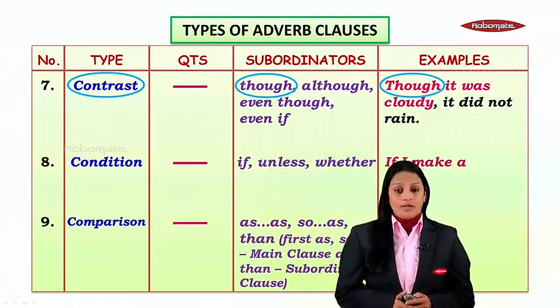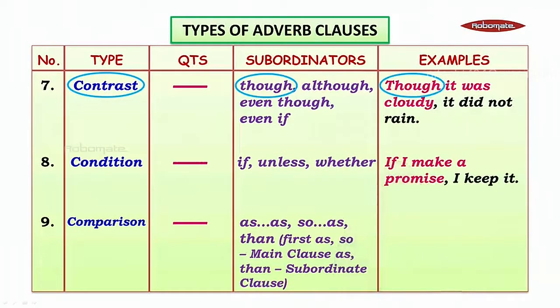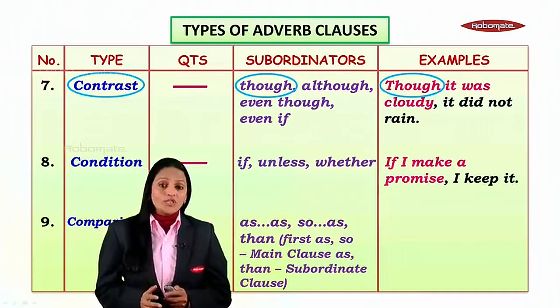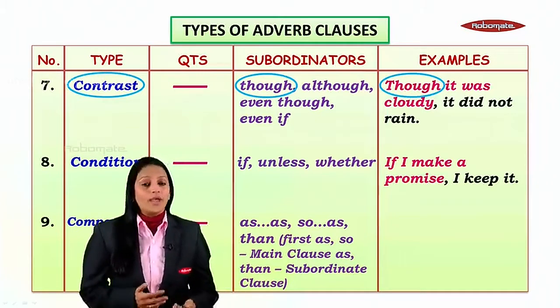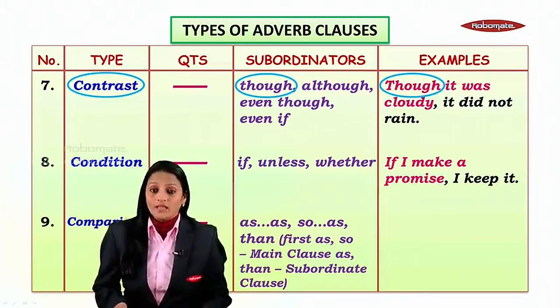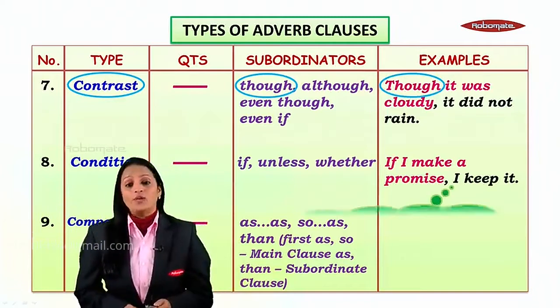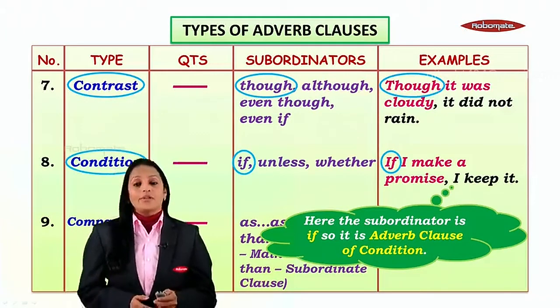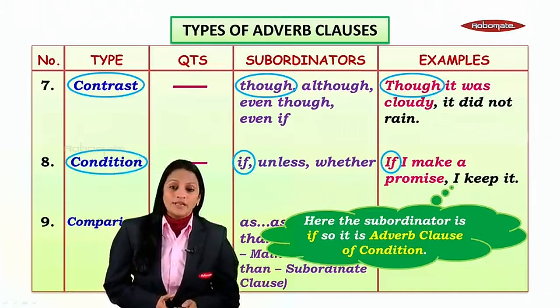Now look at the next one. If I make a promise, I keep it. Again, "I keep it" is the main clause. "If I make a promise" is the subordinate clause. I ask the questions what, which, when, where, how, and I don't get the answer as the subordinate clause. So now I look at the subordinator. Here the subordinator is "if." Therefore, it is adverb clause of condition.